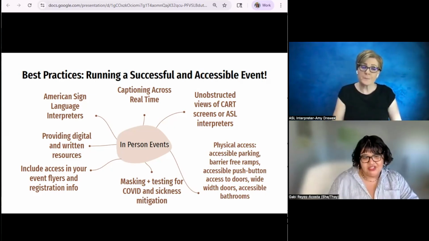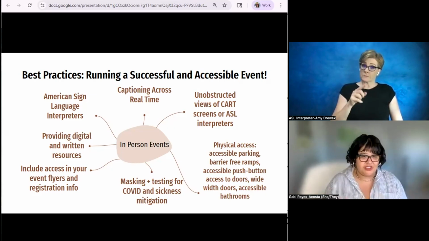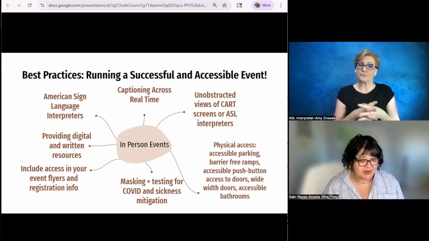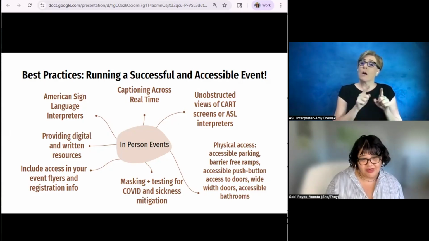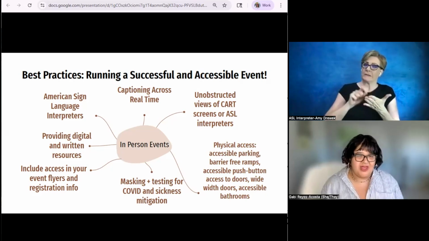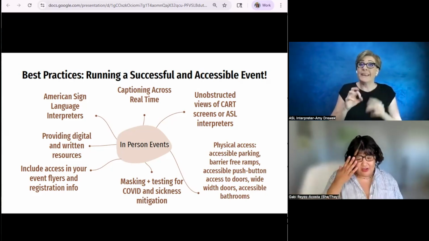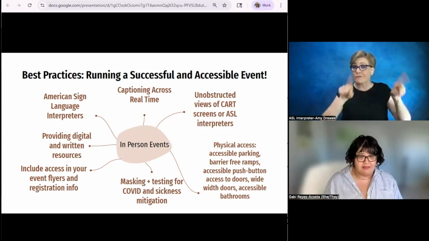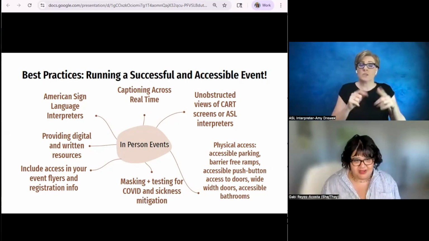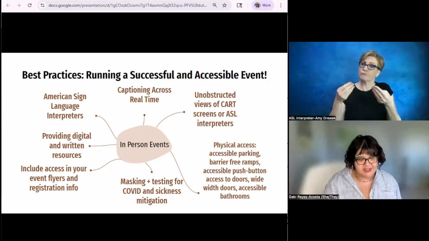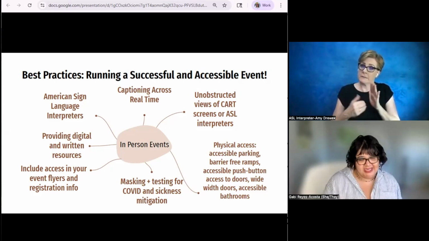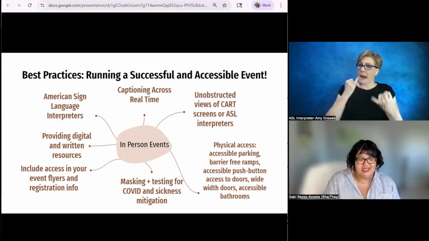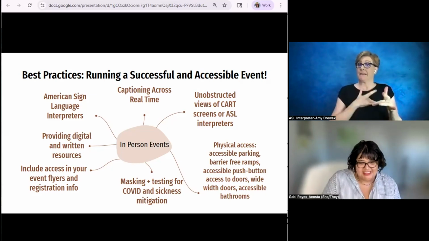Another best practice is to include access in your event flyers and registration info. So everything we just talked about. Another best practice is to provide digital and written resources for folks so that if you are only relying on a screen, you are not missing folks who can't read the screen for some reason, right? Maybe your screen is too small, maybe your space is too large, and everything therein. So it's really helpful to have backups of your resources, written and digital, for folks to use. So those are just some in-person events best practices. And again, we can help you with building this as you're thinking about your event.